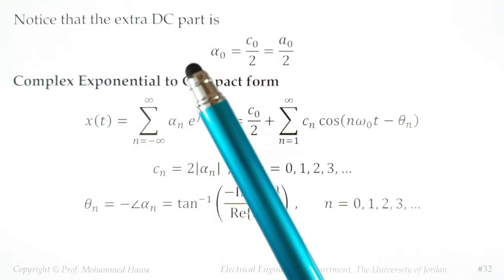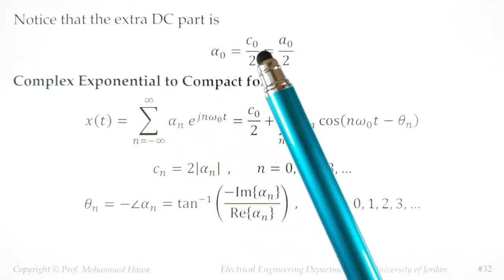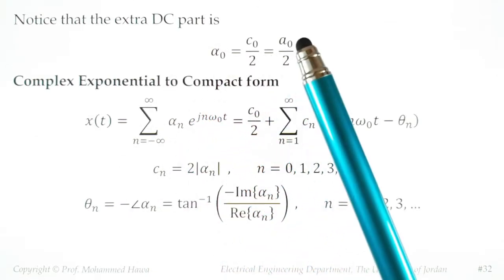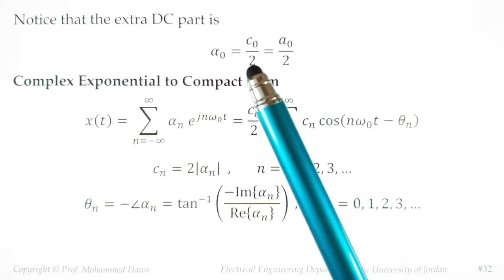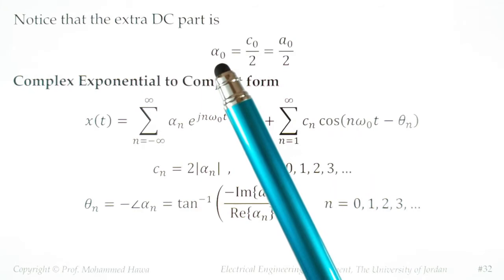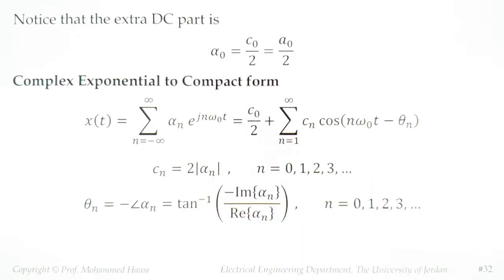By the way, as I told you earlier, alpha naught is C naught over 2, which is the same as A naught over 2. Because this is the DC value, alpha naught is the DC value. Not alpha naught over 2, but alpha naught, because alpha naught is the same as C naught over 2. This is what we call the DC value or the average value. Alright. So I've shown you how to go from the compact form to the complex exponential form.